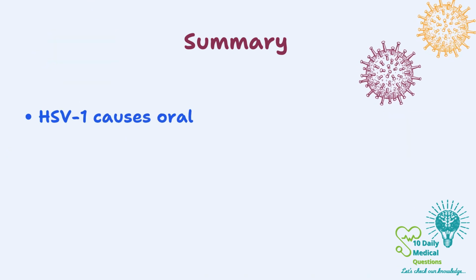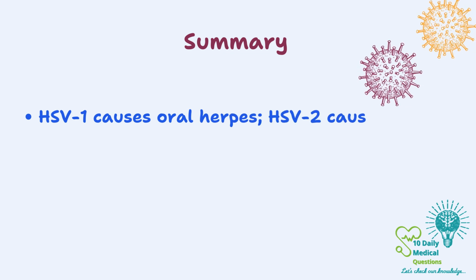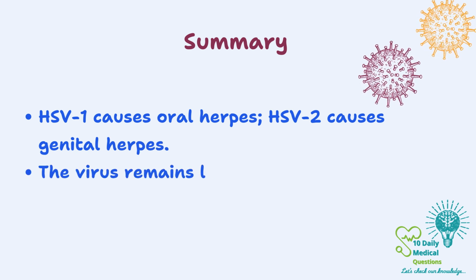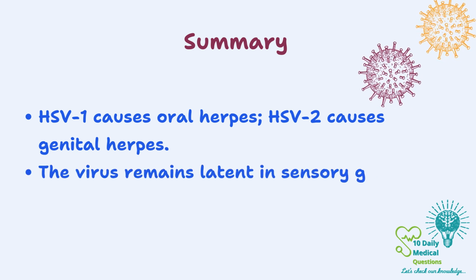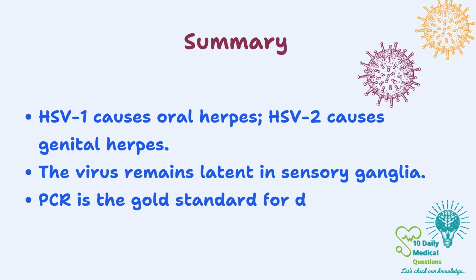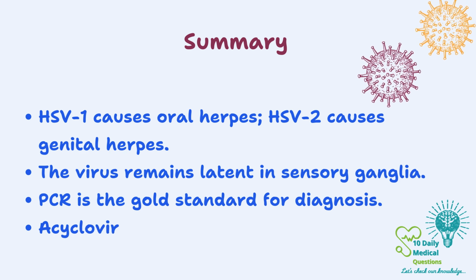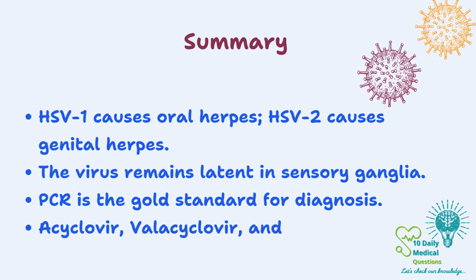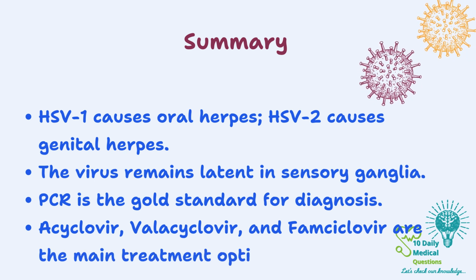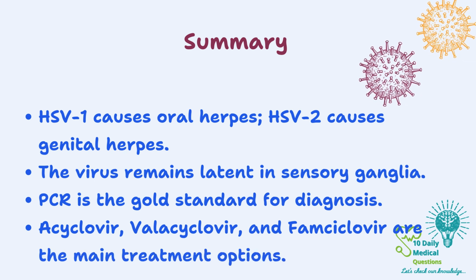Key takeaways: HSV-1 primarily causes oral herpes. HSV-2 is the leading cause of genital herpes. The virus remains latent in sensory ganglia and can reactivate. PCR is the gold standard for diagnosis. Acyclovir, valacyclovir, and famciclovir are the main antiviral treatments.